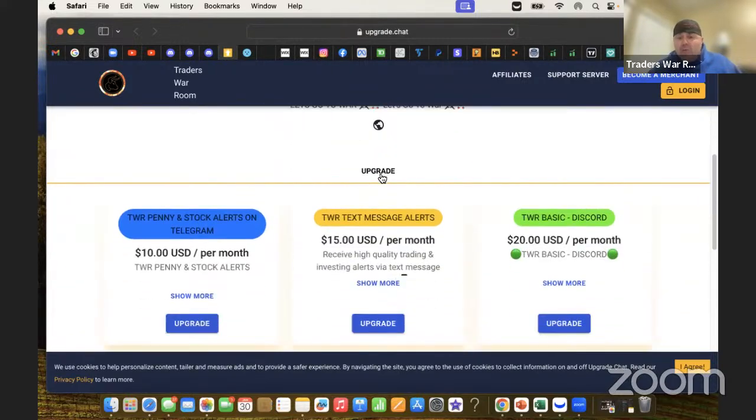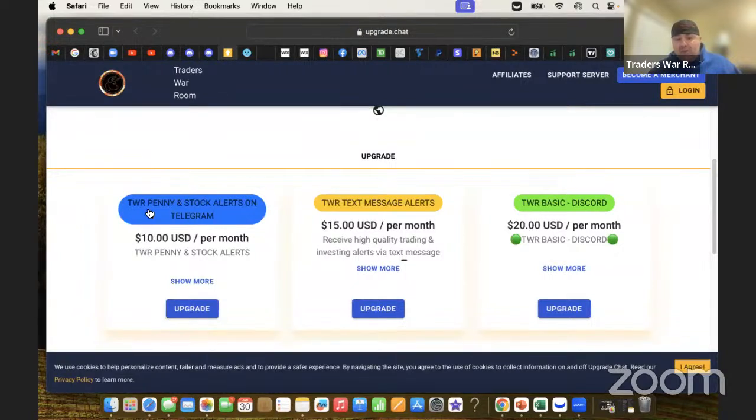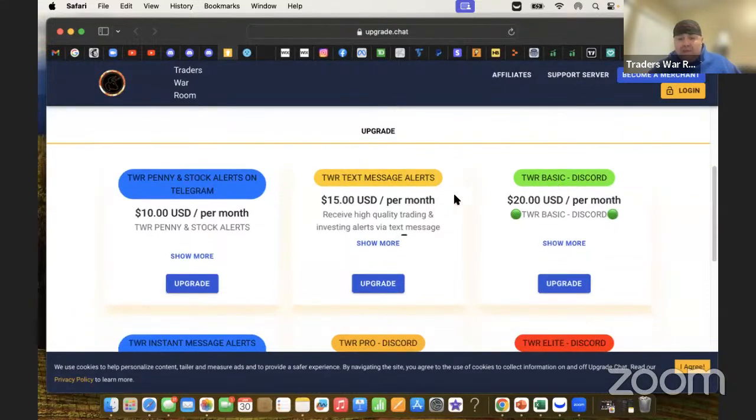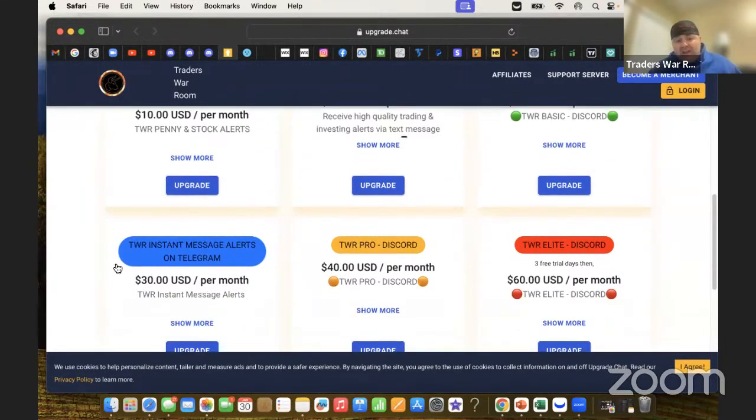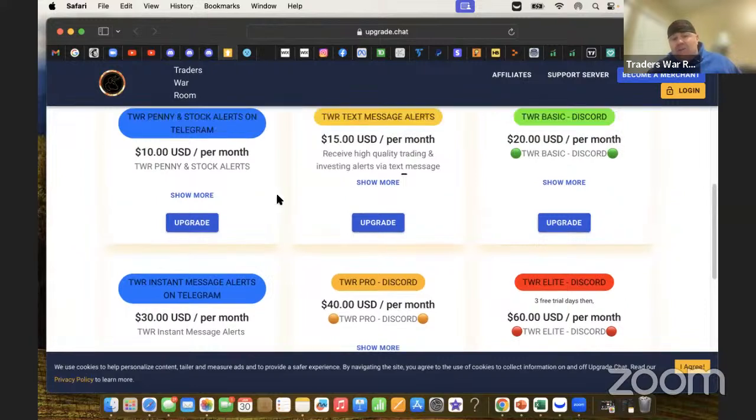And basically, we have four different platforms. We have the penny stock alerts on Telegram. We have a text message platform. And then we have three tiers for the Discord. We have your basic, we have your pro membership, and we have your elite. Three different tiers so that we truly can provide something for everyone, every style and every type of budget. And then we have your instant message again on the Telegram platform. Some people like that. Also, we got a lot of international friends that enjoy trading the equity market and the Forex market and the crypto market, but they can't hop onto Discord and things of that nature. So we do Telegram as well for international people. But you can go to upgradechat.com/TWR. The links are in the description.